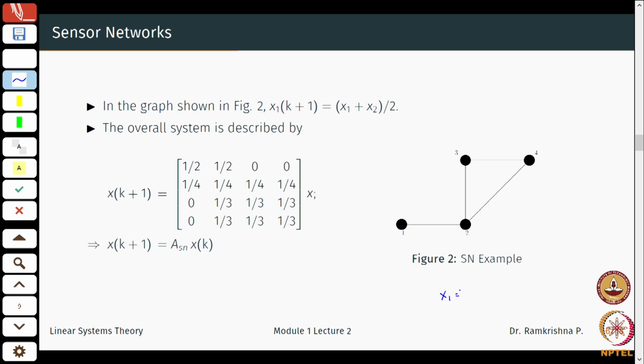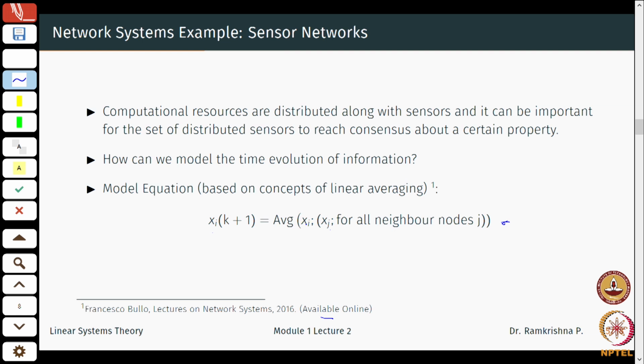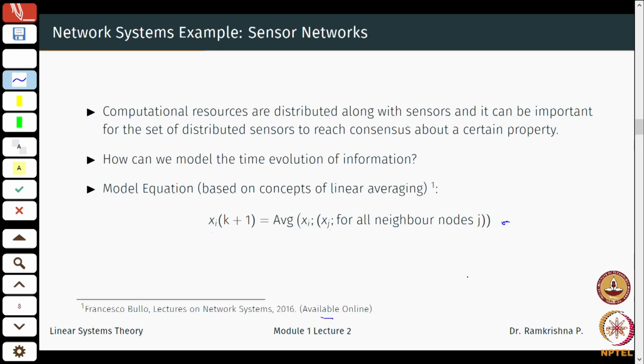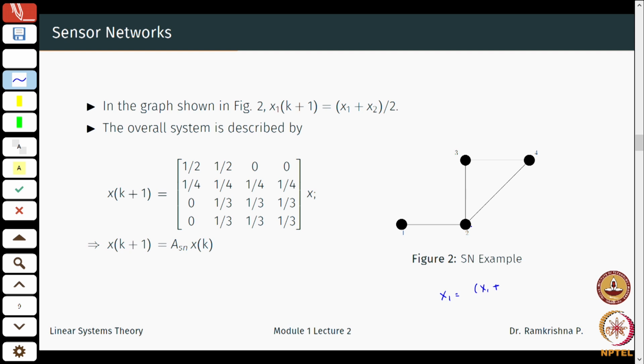So, if I look at the average of xi, that is x1 itself plus all its neighbors. What are the neighbors of 1? That is just 2. So, I just say (x1 plus x2) over 2. That will be how the evolution goes for the next time instant.